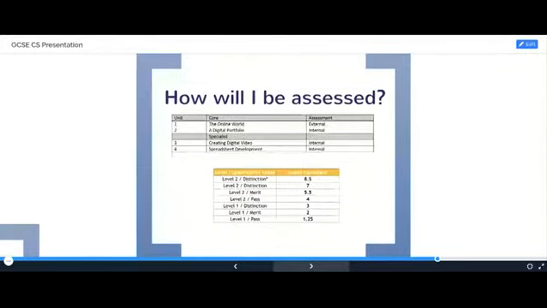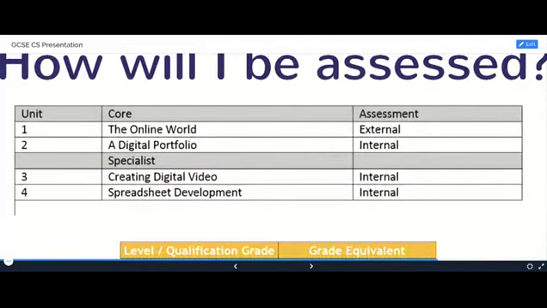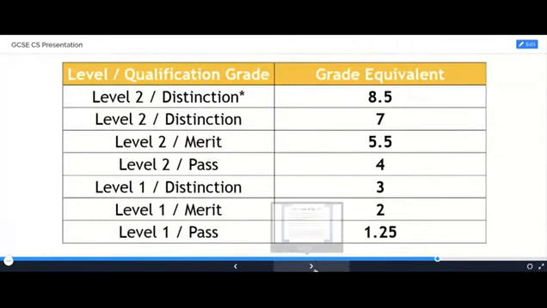The BTEC ICT course is made up of 4 units, each, as we said, 25%. One is externally assessed, the other 3 are internal, ongoing projects. The final grades are slightly different. You get distinction, merit, pass for this course. And here we can see the grade equivalent that they map to for the GCSE.